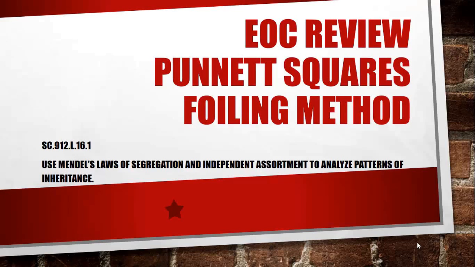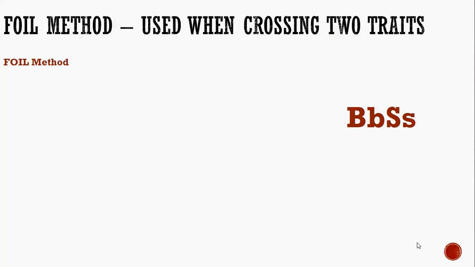In this EOC review, we're going to learn how to do the FOIL method so we can fill out Punnett squares properly. So here's our standard. Use Mendel's laws of segregation and independent assortment to analyze patterns of inheritance. If you don't know how to use the FOIL method and when to use the FOIL method, it's going to be pretty hard to do. It's a very simple concept once you have it figured out. So we're going to explain that to you right now.